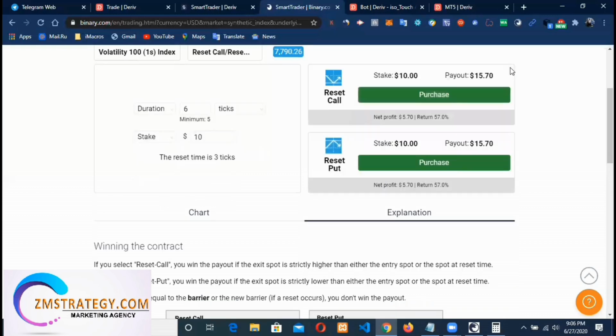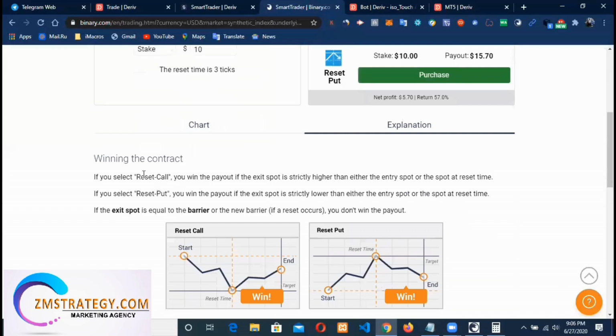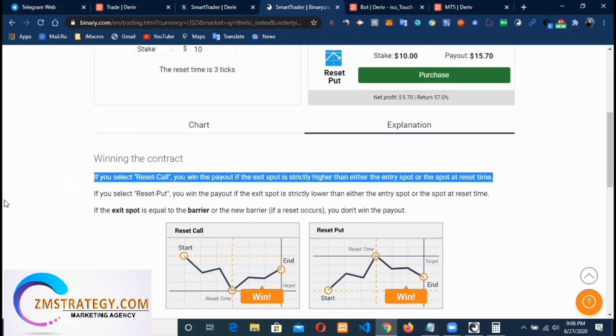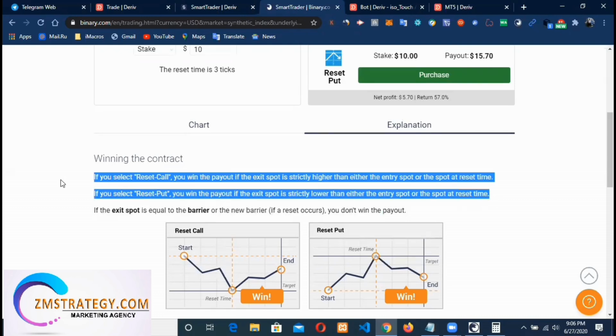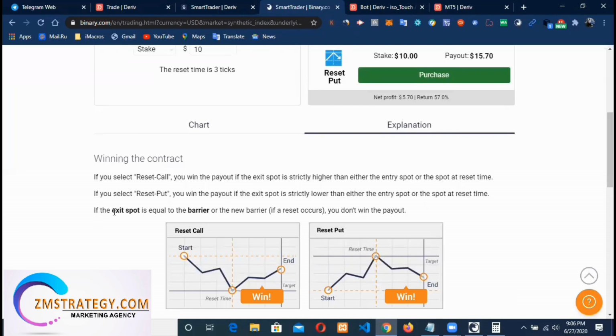That is something about the reset call and reset put. Everything is explained here. You can see if you select reset call, you will be paid if the exit spot is strictly higher than either the entry spot or the spot at the reset time. You can see it is explained here. Then if you select reset put, you win the payout if the exit spot is strictly lower than either the entry spot or the spot at the reset time.